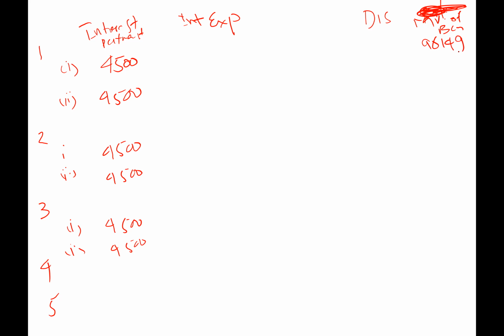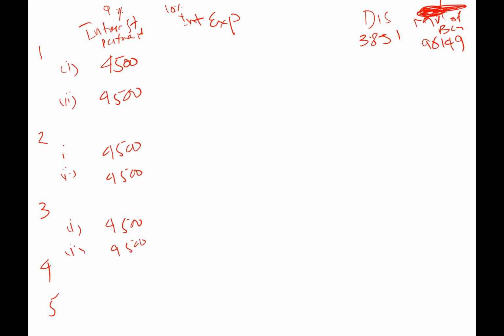96149. All right, and the discount is 100,000 minus 96149. Answer is 3851. All right. So here the coupon rate is 9%. The interest expense is based on market interest rate, 10%. So 10% semi-annually means 5% in 6 months.